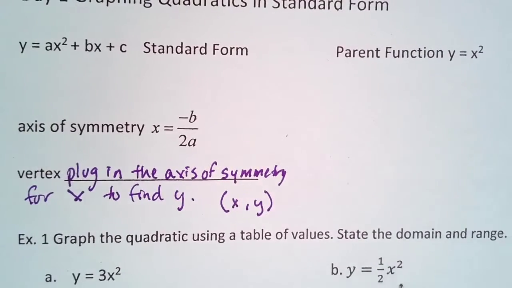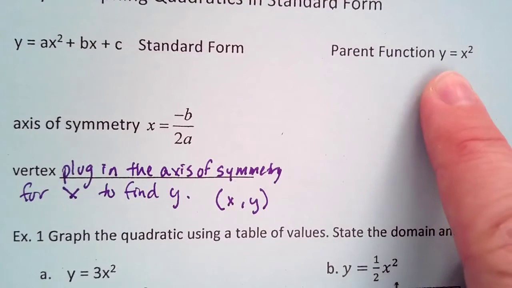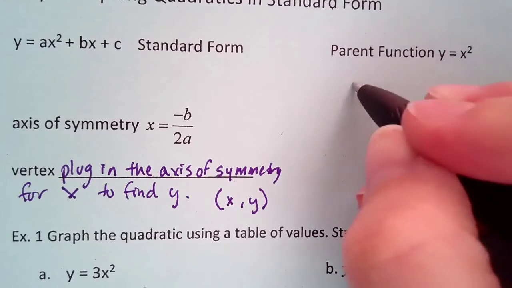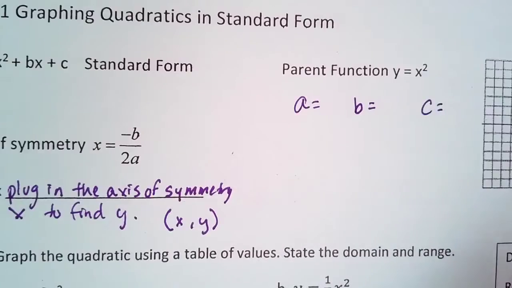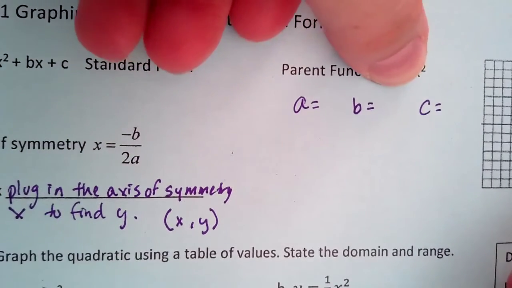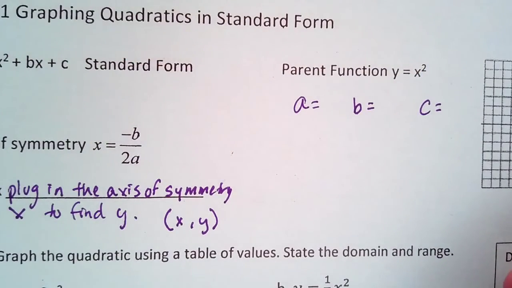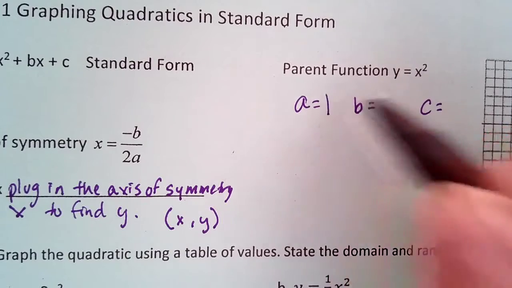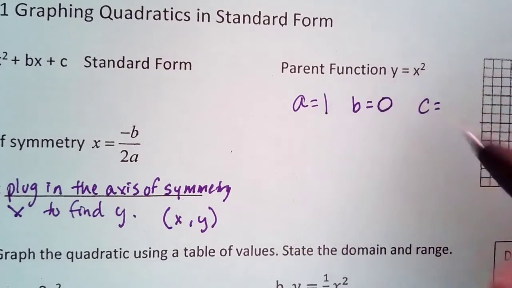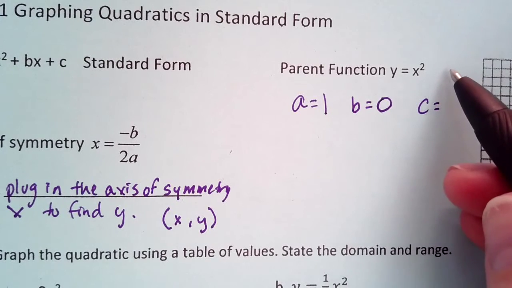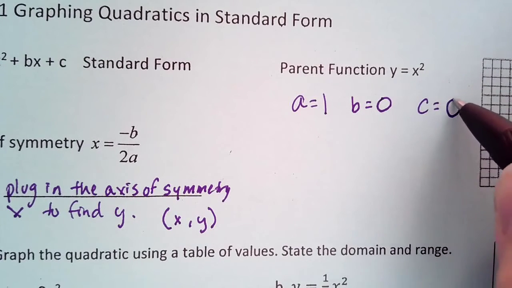So let's start off with this parent function, y equals x squared. Let's identify what's our a, what's our b, what's our c. So we're kind of ignoring the y, so it's x squared. What number is in front of the x squared? 1. There is no x term, so it's 0x, so your b is 0. There is no constant whole number, so your c is also 0.